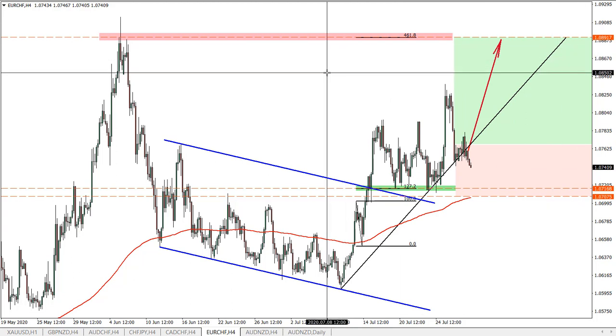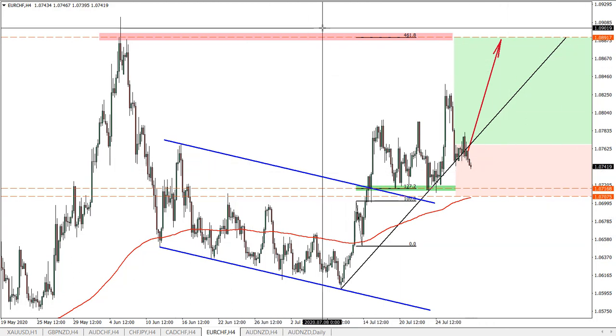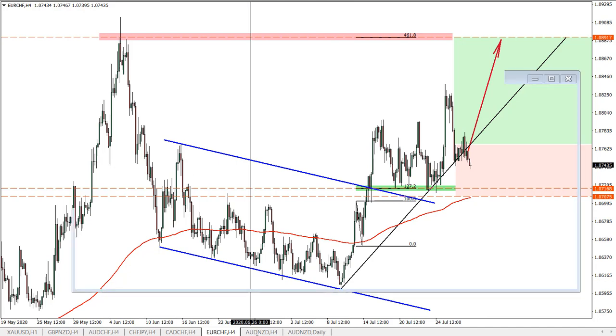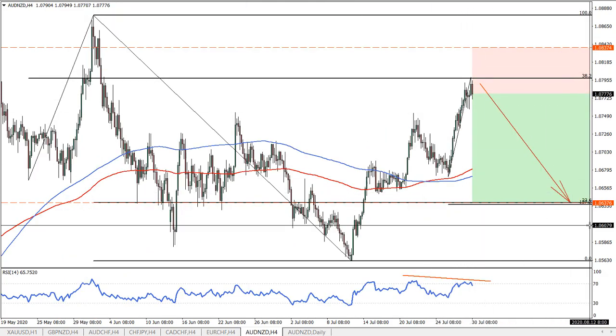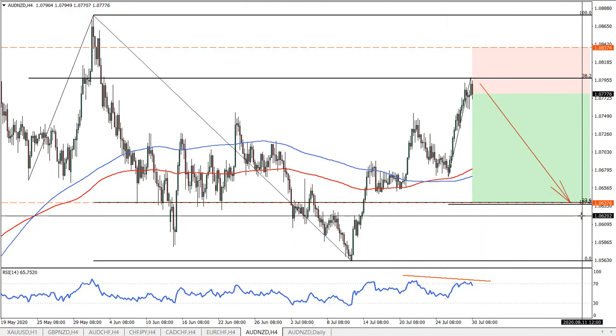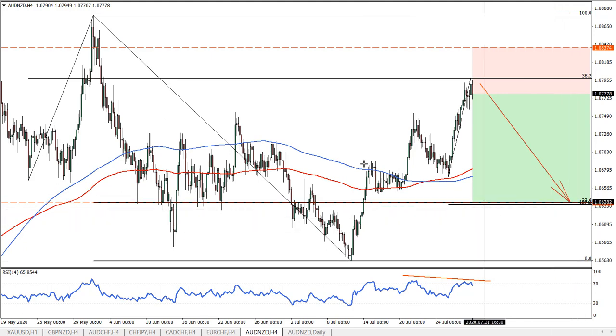It definitely remains valid. And finally, today's idea, Australian versus New Zealand dollar, expecting this correction move to the downside and maybe even a long-term trend reversal.